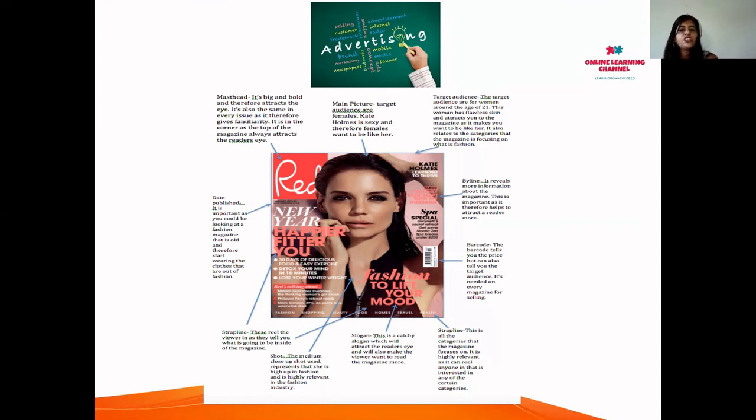This is a catchy slogan which will attract the reader's eye and will also make the viewer want to read the magazine more. Now your different shots, your different angles. The medium close-up shot used represents that she is high up in fashion and is highly relevant in the fashion industry.